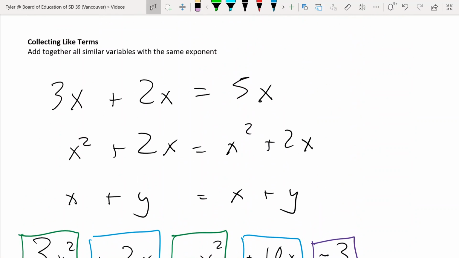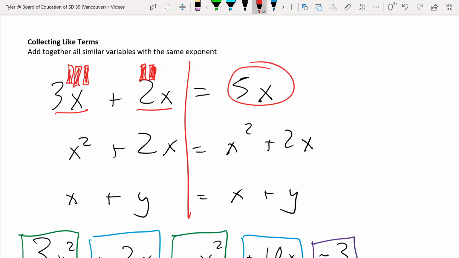The last thing is a review from last year, and probably the most important, is collecting like terms. The idea is that when you're given a math expression, so all of these are expressions, some of the stuff can be put together. So if you have 3x and 2x, that's basically like we said, right? Those are x's, there's 3 of them. And then here we have 2 more x's. If we put them together, well, we have 5 x's. So we can write it as 5x.